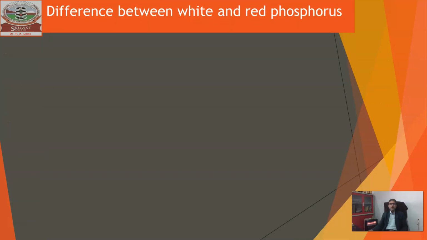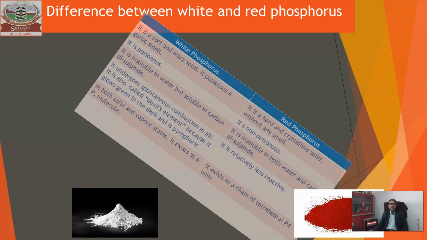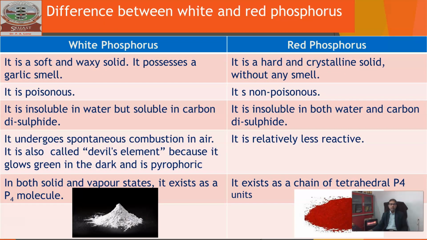Then the difference between the two important types of phosphorus, one is called the white phosphorus and the other is called the red phosphorus. As far as the white phosphorus is concerned, it is a soft and waxy solid. It possesses a garlic smell. But as far as the red phosphorus is concerned, it's a hard and crystalline solid and it is without any smell.